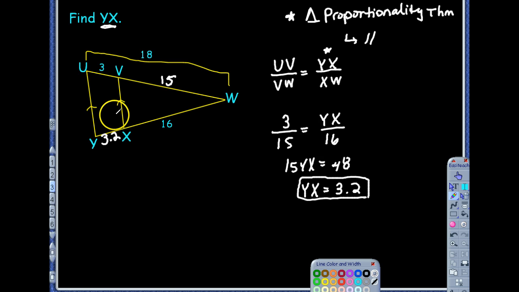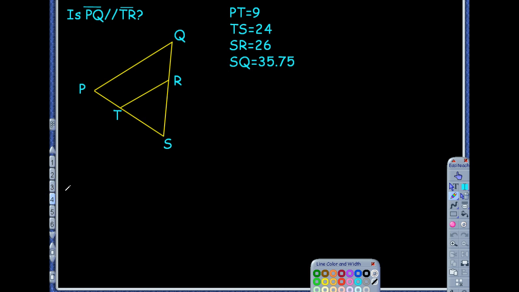Right. All right. So keep that in mind. Now, this is not the only way you could set it up, but this is probably the most useful. This is based off of at least the theorem we just learned. This is definitely a great way of doing it. Okay. All right. Now, for this next one, the question is, are segments PQ and TR parallel?